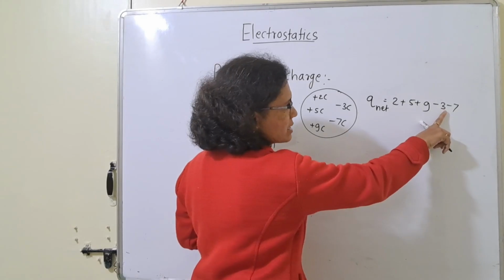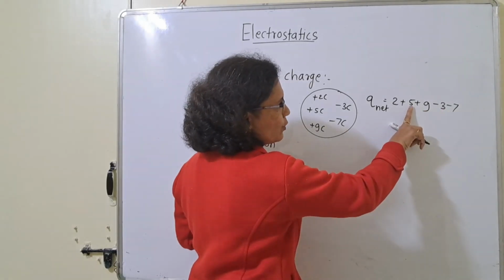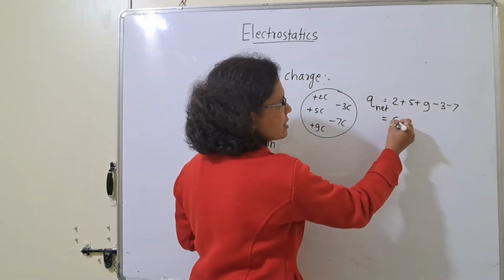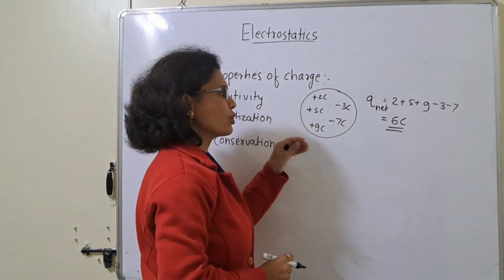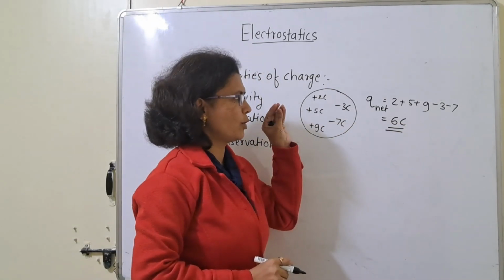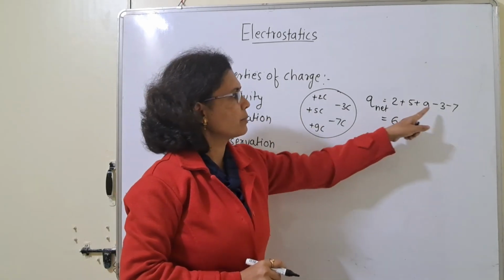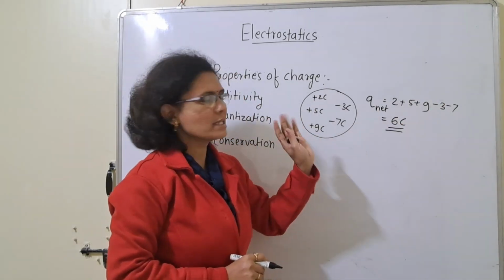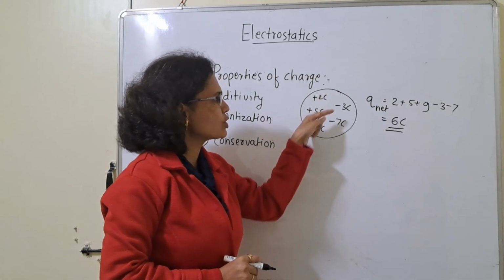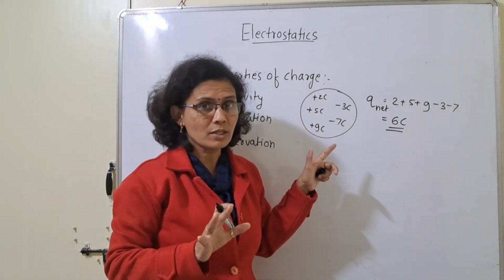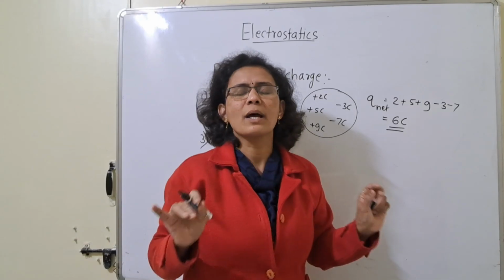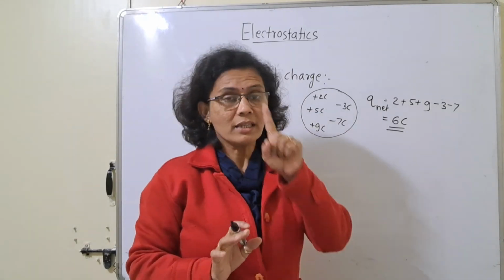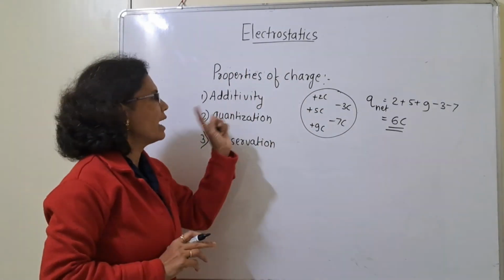So what will that be? 16 minus 10, that is plus 6 coulomb. This is the net or total charge present on the body. What I have done is simply add these charges by considering the sign. This is the property called additivity.